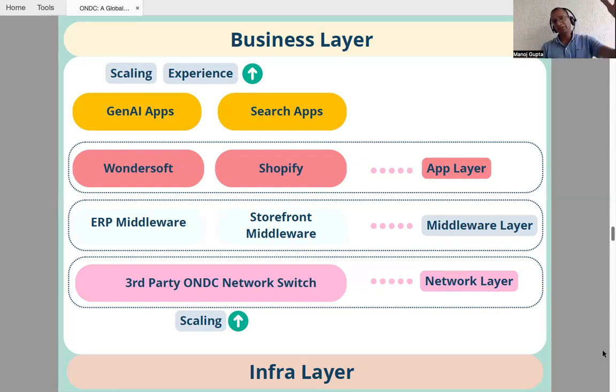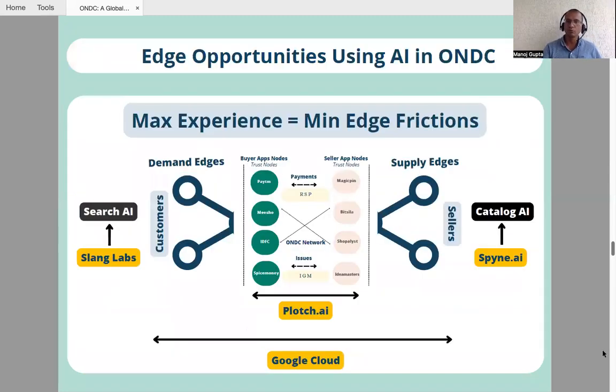I'm sharing this because the opportunity is all part of the stack of ONDC, and it's up to you how you want to take it. As I said, AI is very, very interesting in my view. If you're a global startup, or someone looking at how to put your product or tools into ONDC, AI has a lot of role in ONDC.